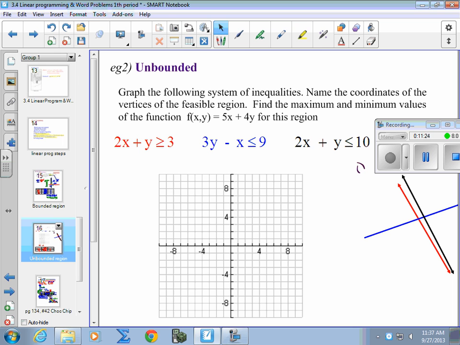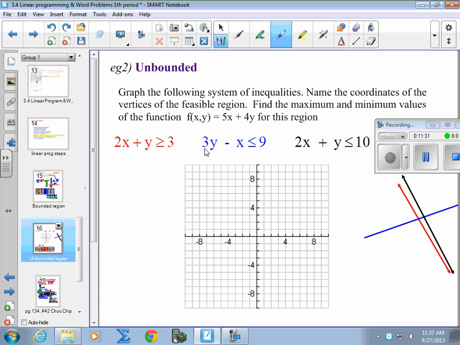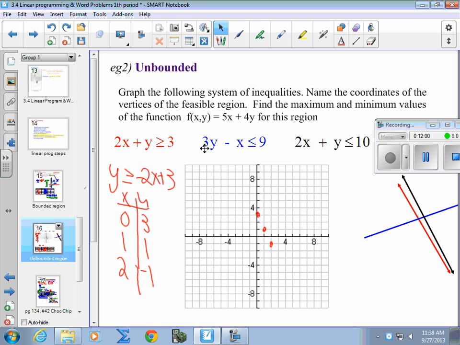All right, so we have 3 equations up here. And we'll start with our red equation. If we subtract, we get y is greater than or equal to negative x plus 3. We plug in 0, we get 3, plug in 1, we get 2, plug in 2, we get 1. So we have 0 and 3, 1 and 2, 2 and 1. All of these lines will be solid.